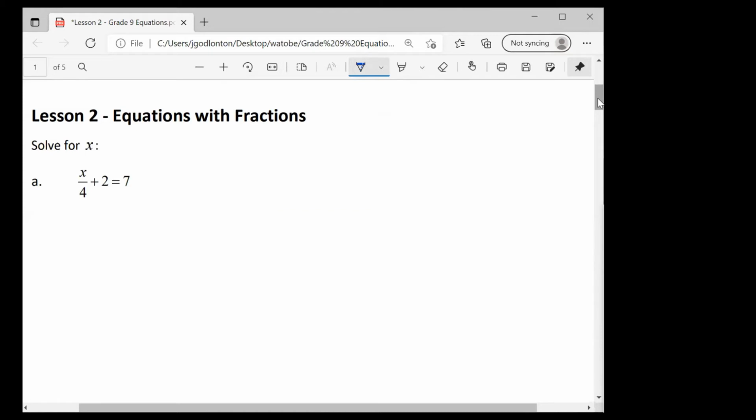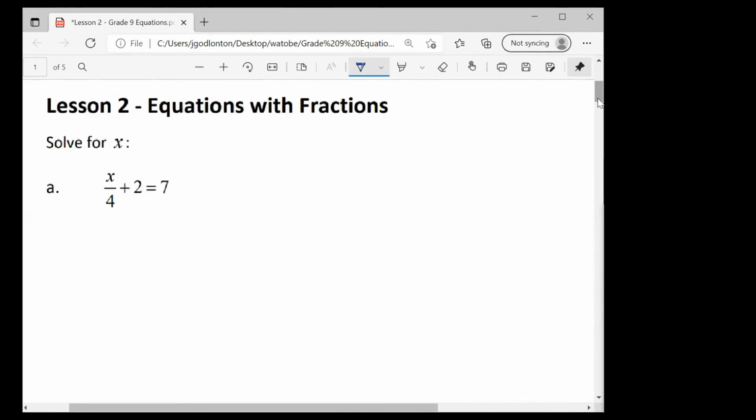So I'm going to show you an example with this one. This is a nice, easy question. I might even also use B as an example, and then I'm going to let you guys try them. And I'm going to ask for some help to give me answers. So if I rewrote this, I'm just going to write it like this. I've got x over 4 plus 2 over 1 is equal to 7 over 1. All I've done is put my whole numbers over 1, just so that I know that they have a denominator of 1 and so that I don't forget them when I'm looking for my denominators.